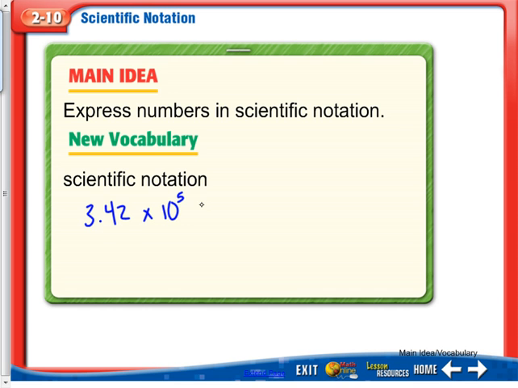So if I were to write that out in standard form, I would write 3.42, and I would move my decimal 5 places to the right. So it'd go 1, 2, 3, 4, 5. All right, so my new number would have all these zeros after it, and so it would equal 342,000. So 3.42 times 10 to the fifth equals 342,000 because we moved it 5 places, 1, 2, 3, 4, 5 to the right.